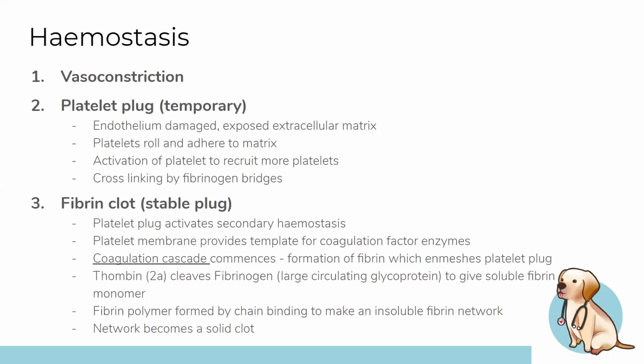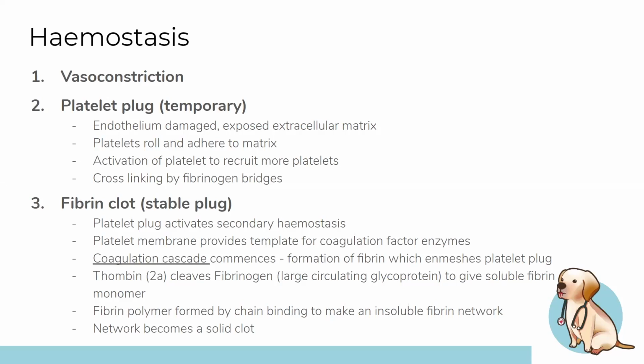All right, so there are 3 major steps in hemostasis that Jess has got on the slide. First of all, your blood vessel is going to constrict. That's your vasoconstriction. And it will decrease your blood flow to that damaged area. The next thing is your platelet plug. So we have damage to the endothelium of your blood vessel, and that will promote the activation of your platelets. Note that the platelet plug is temporary, and then it will form crosslinks using fibrinogen bridges.